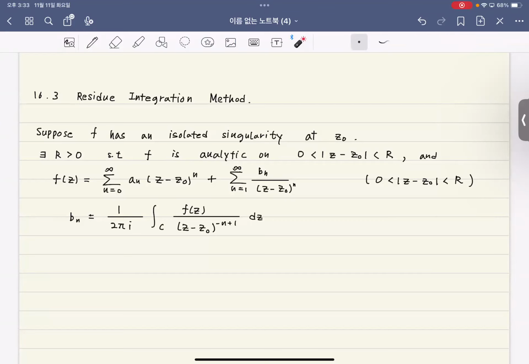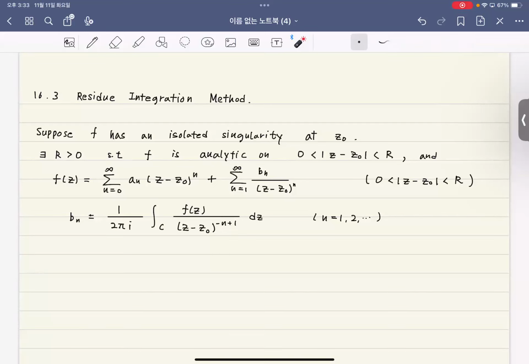And of course, even though I will not mention it here, you will automatically assume that this curve is enclosing this point, and it is a curve contained in this annulus. Also, we will assume that this curve is positively oriented. Okay, so this is true for all positive integers.